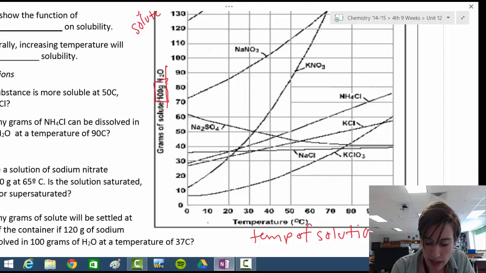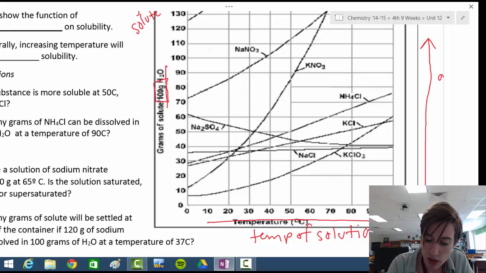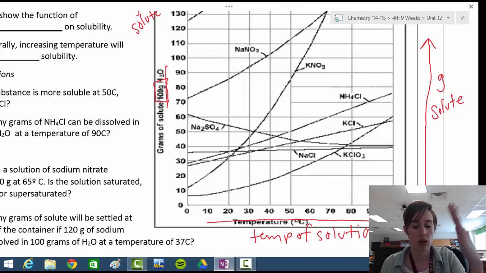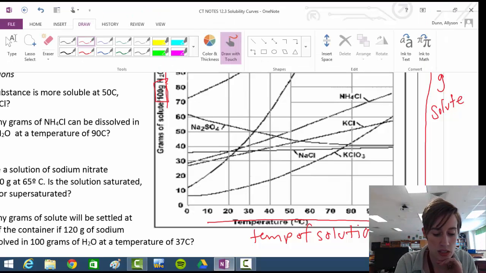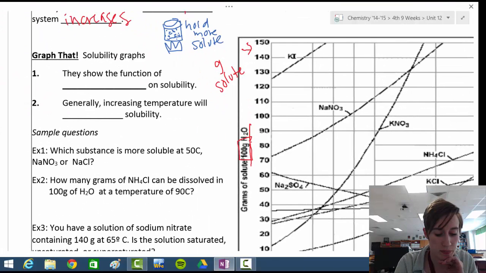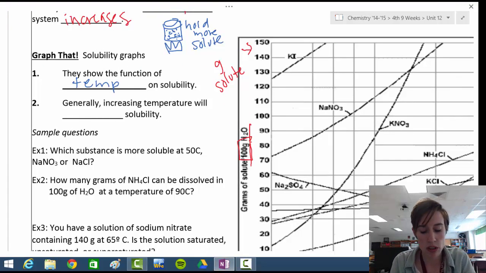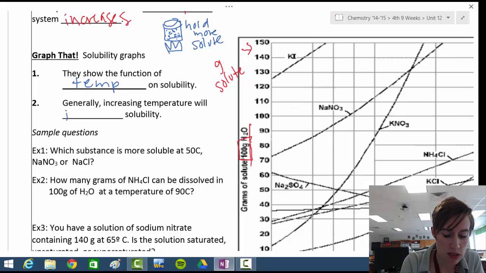What can you tell as temperature gets higher and higher? What is happening to the amount of solute that's being dissolved? See how all of these lines start going upward? Remember, this is the grams of your particle that's being dissolved. So as we increase temperature, we can see that it can hold more solute as it increases in temperature. So let's fill that in. These graphs show the function of temperature on solubility, and the general rule is increasing temperature will increase solubility.